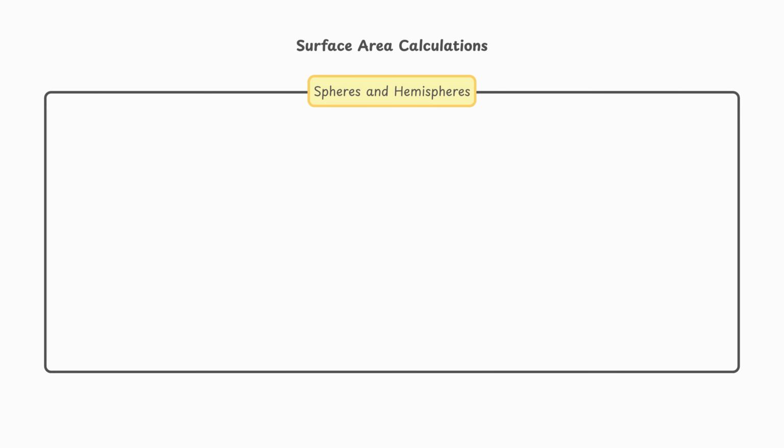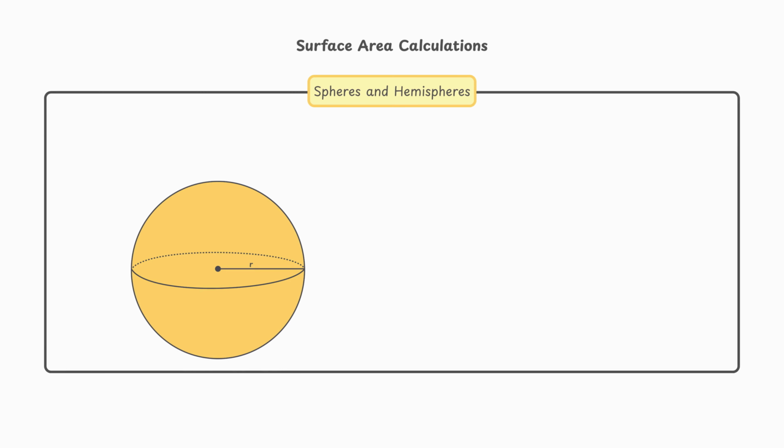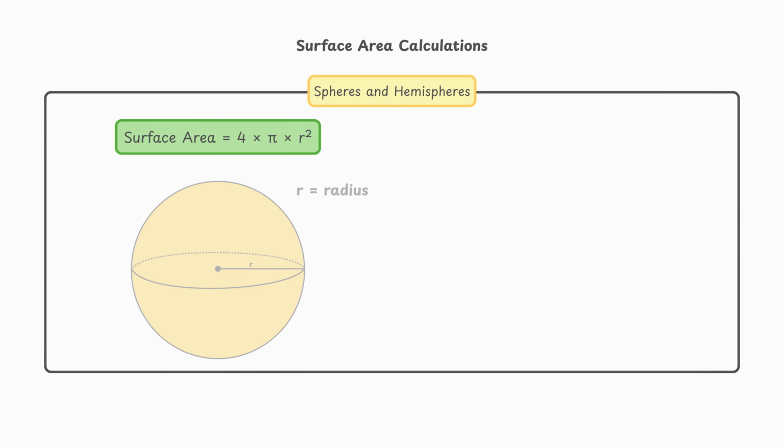Now let's look at surface area calculations for spheres and hemispheres. First, we have a sphere. A sphere is completely round and it has only one outer curved surface. There are no flat faces, edges, or corners. To find the surface area of a sphere, we use the formula: surface area equals 4 times pi times r squared. Here, r represents the radius. The radius is the distance from the center of the sphere to the outside edge. So, whenever we are finding the surface area of a full sphere, we use 4 pi r squared.